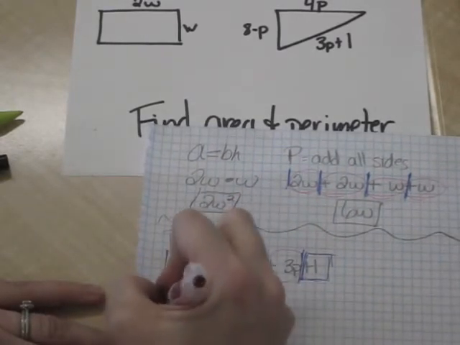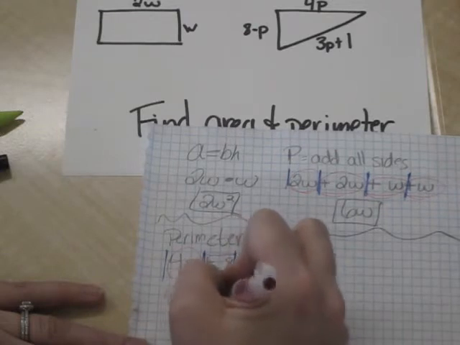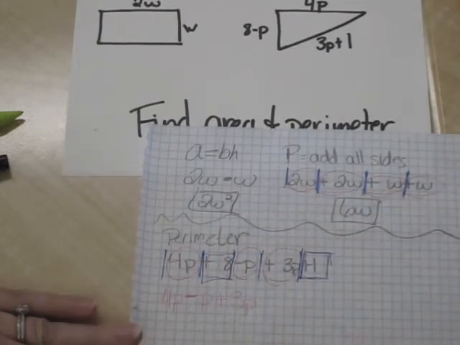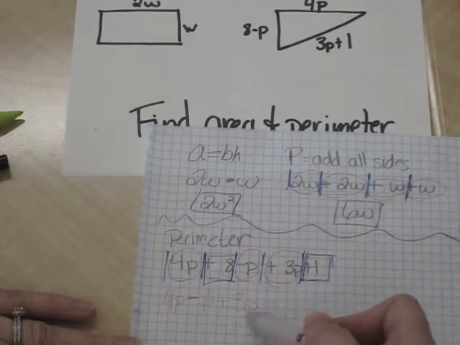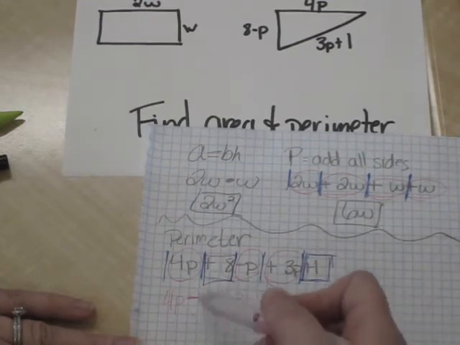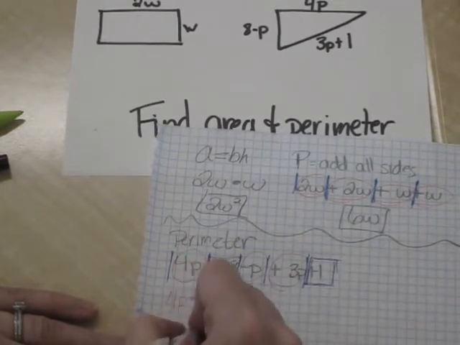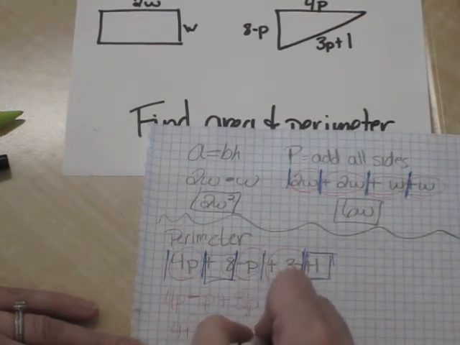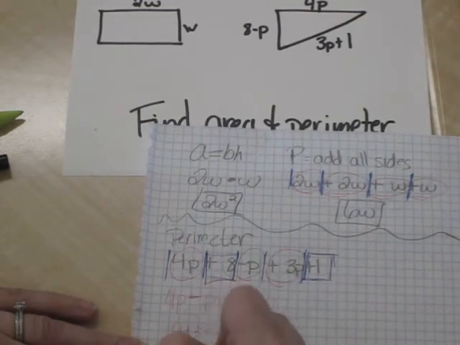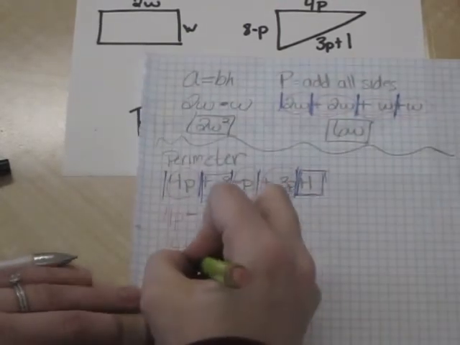So I've got 4p minus p plus 3p. Well, I'm going to do this in the easy order. I'm going to add first. 4 plus 3 is 7. 7 minus 1p. Remember, when you just have a p, that's a 1 in front of it. So I've got 4 plus 3 is 7. Minus 1 is going to give me 6. So that means I have 6p. Put that in my dark pencil here so you can see it.